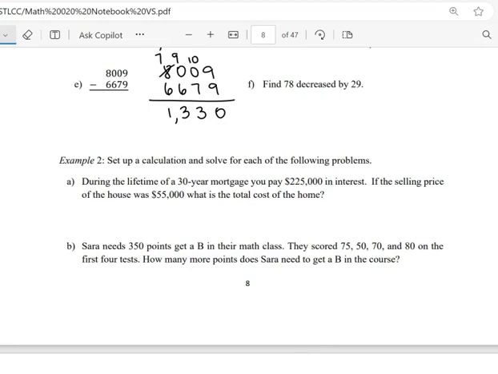Find 78 decreased by 29. So that's pretty straightforward. It looks like this, 78 decreased by 29. So we just need to do it. All right, can't take 9 from 8, so I'm going to borrow from the 7. So now it's 18 minus 9, which is a 9. And then 6 minus 2 is a 4. So you got 49.